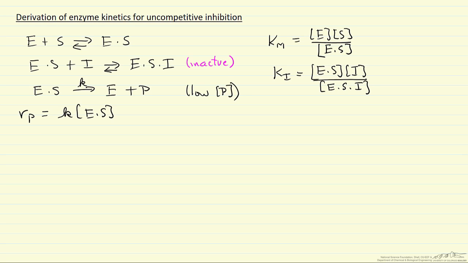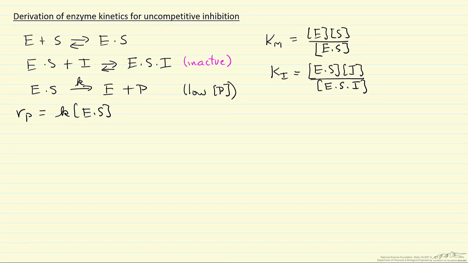So one other piece of information we need to now derive the rate expression is that the total enzyme concentration does not change. And that's the enzyme that's not in the complex plus the enzyme that's in the complex with the substrate plus the enzyme substrate inhibitor complex. Now what we want to do is make a substitution. We want to solve for the concentration.